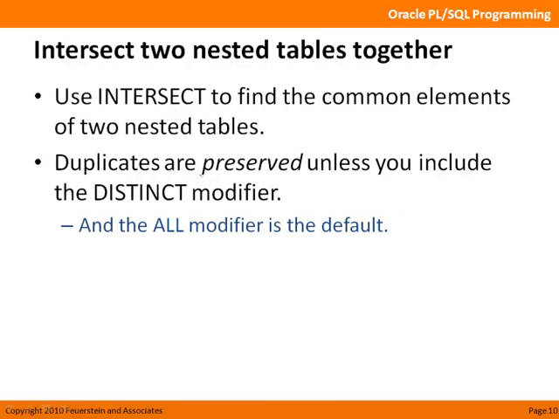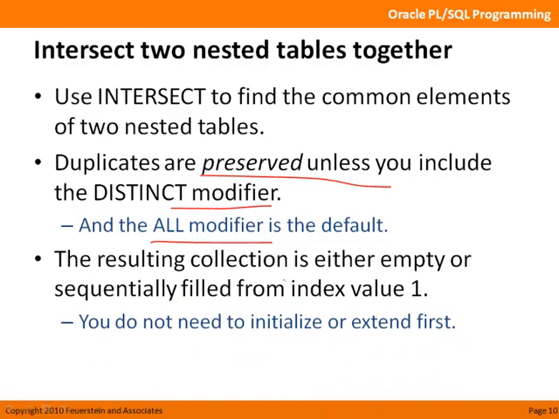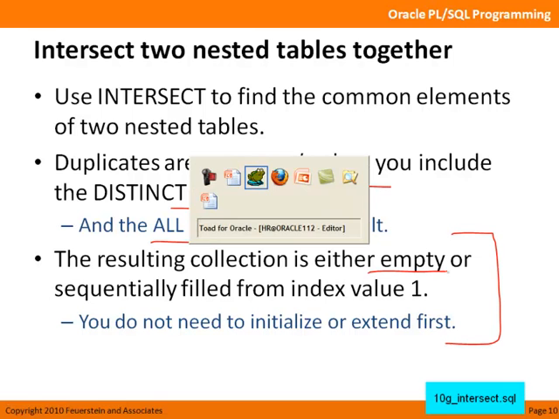Again, duplicates are preserved unless you include the distinct modifier. There's also an all modifier, by the way, which is the default. That's the same thing as just saying intersect or union. Keep all. The resulting collection, again, is populated from index value 1, or it's empty. No need to initialize or extend.